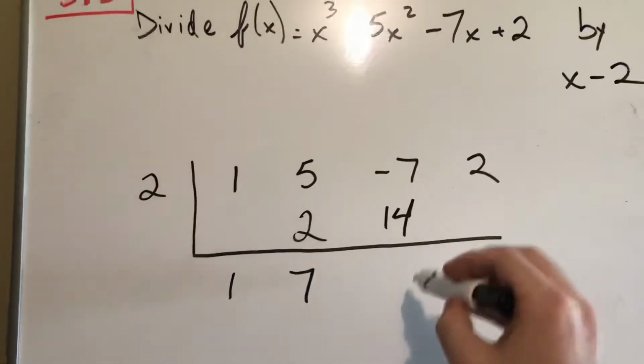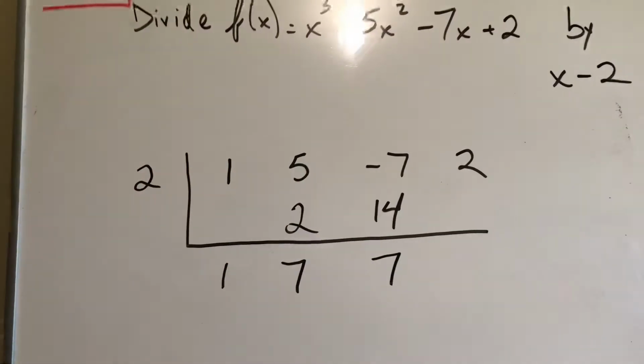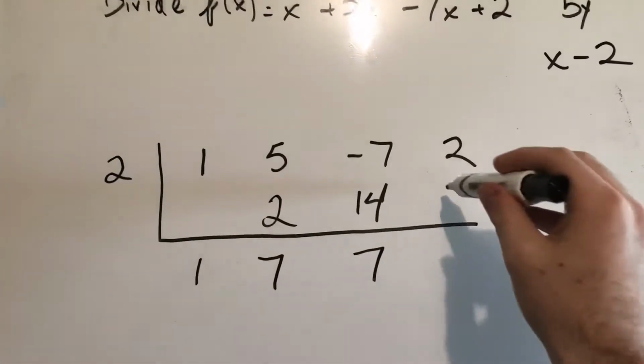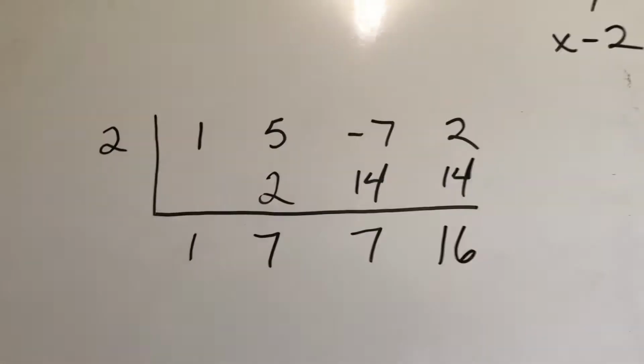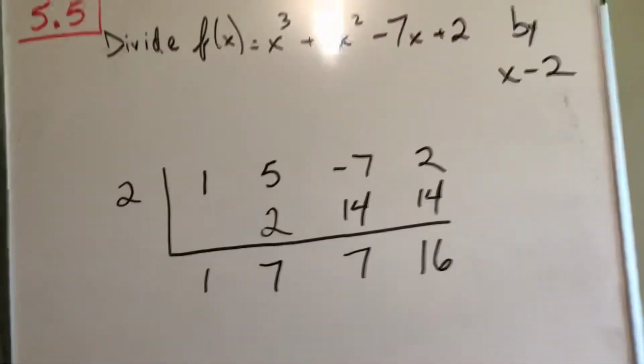Negative 7 plus 14 gives me 7. 7 times 2 gives me 14. 2 plus 14, 16. So what do I do with this?